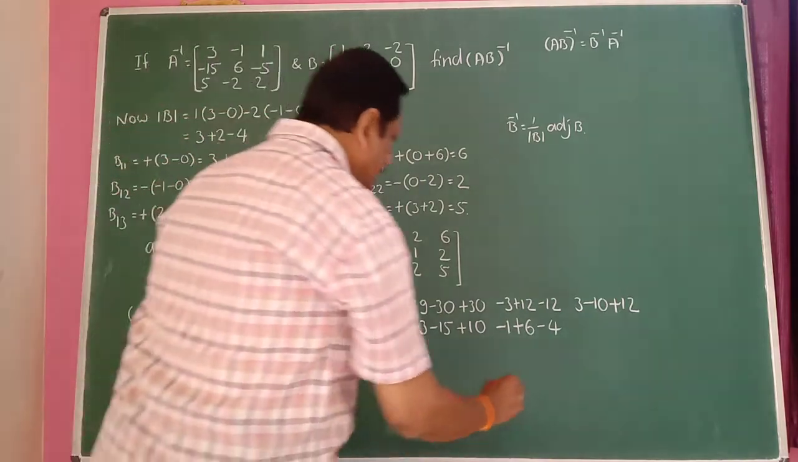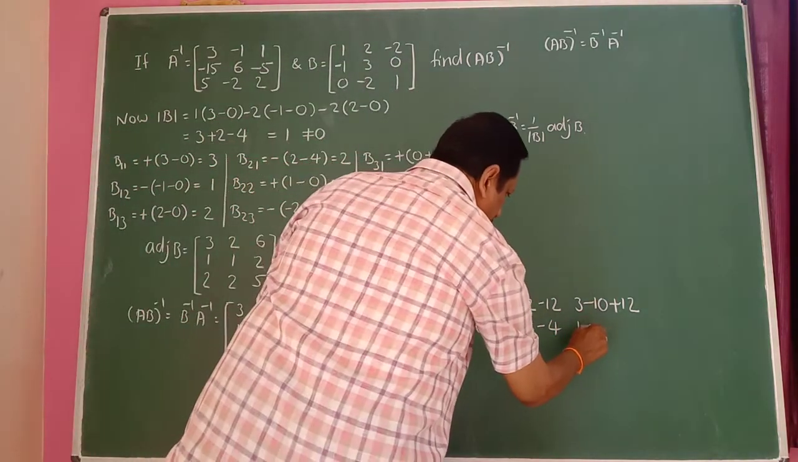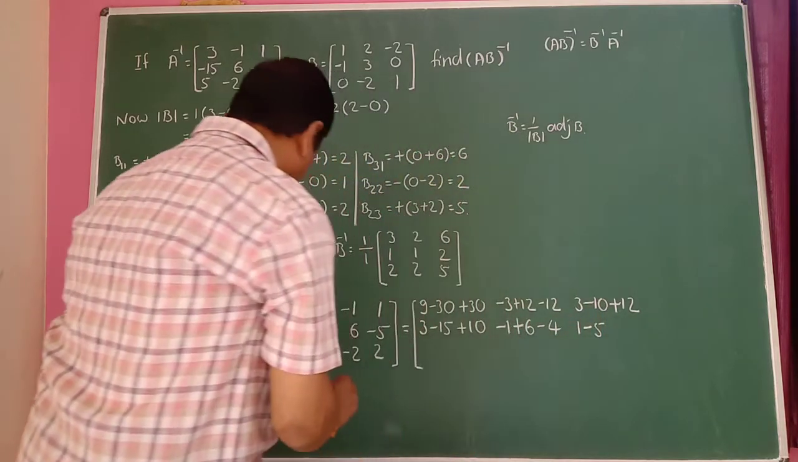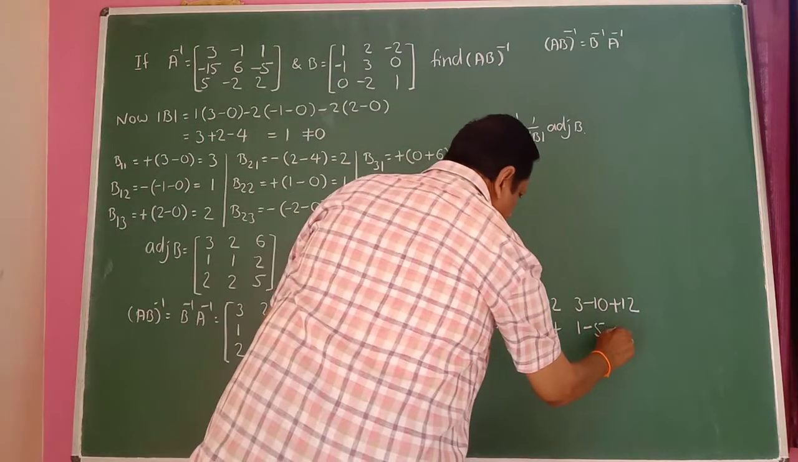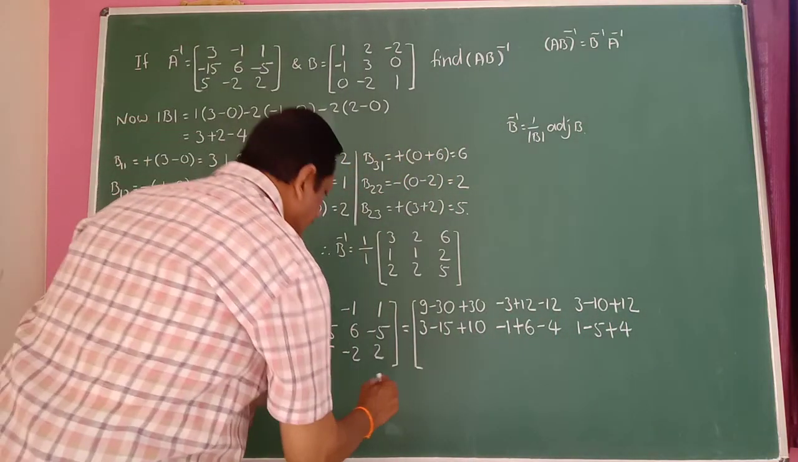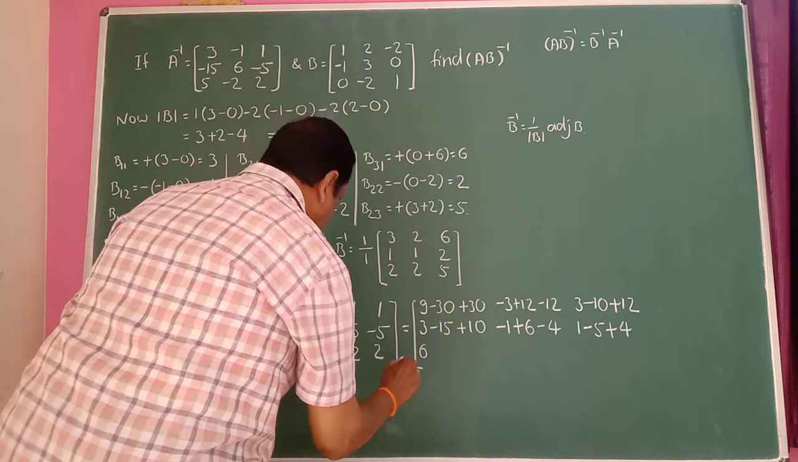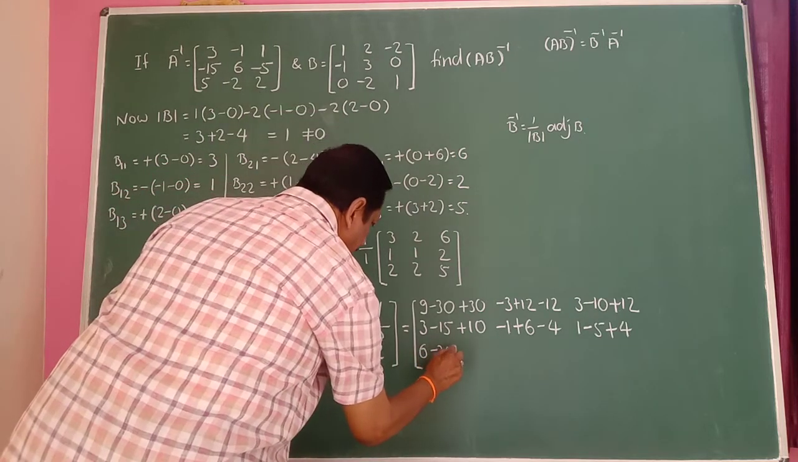1 into 1 becomes 1. 1 into minus 5 becomes minus 5 here. Then 2 2s are 4, so plus 4 here. Then 2 3s are 6, so right here 6. 2 5s are 10, 2 15s are 30, minus 30 here.